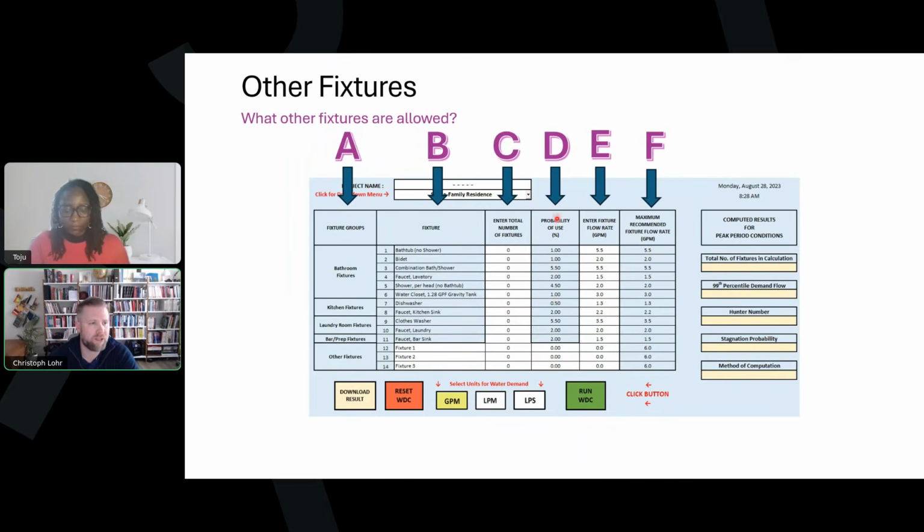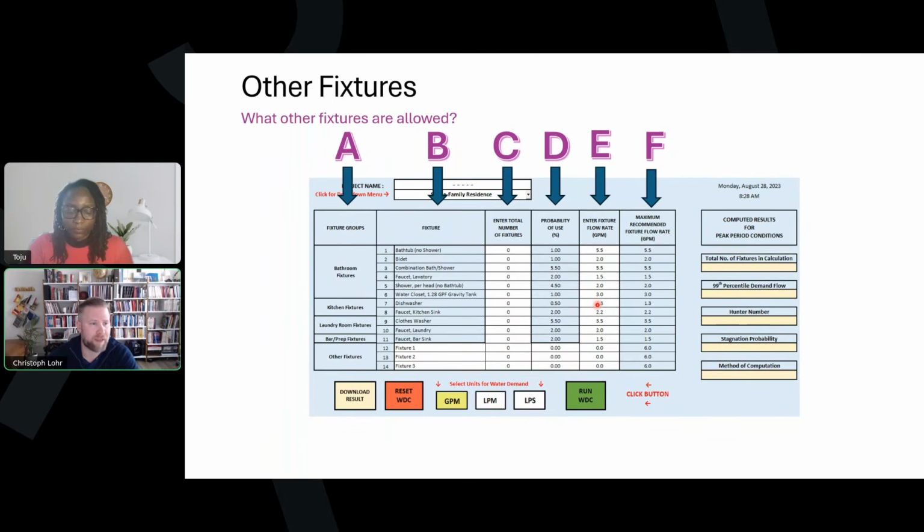So again, column C here, which is the total number of fixtures, is what you as the designer will put in there. The probability of use is determined by the data behind the water demand calculator. The fixture flow rates are the maximums, based on that table we showed you before, and you can edit below that, but not above that.